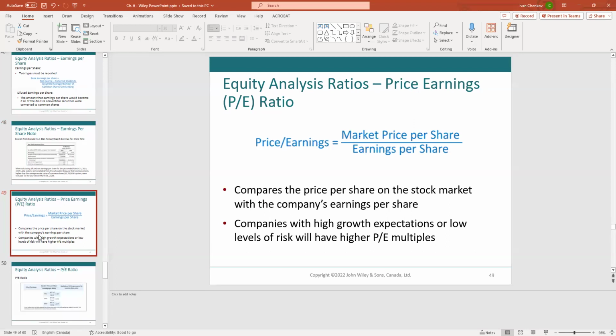Now, for the price earnings ratio, we have to check what's the current market price per share. And then whatever we're calculating per earnings per share, that will be our denominator. And then we're going to see what the expectations based on the market price per share are versus the actual earnings per share. So the company's price per share on the stock market with the company's earnings per share, that's what we're chasing.